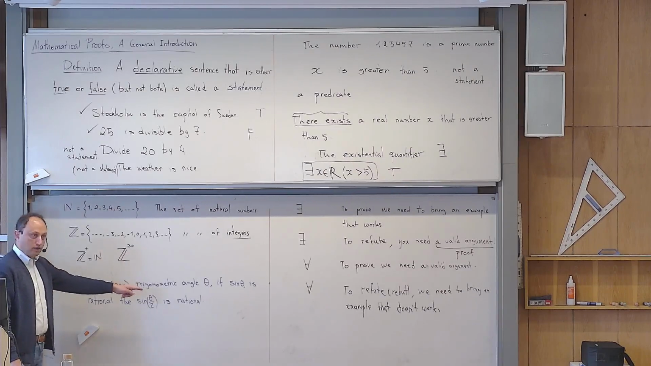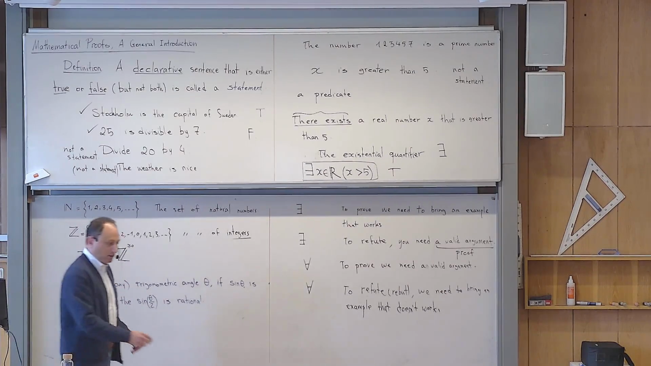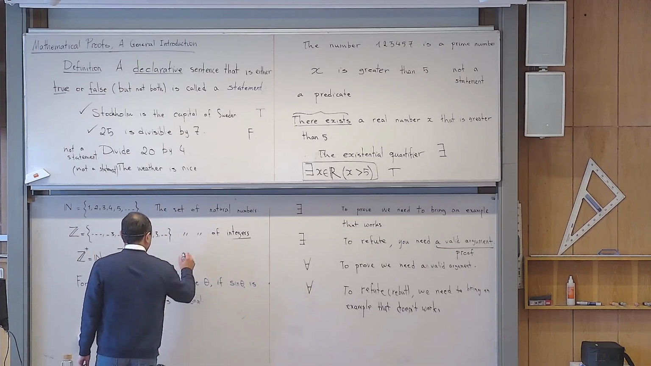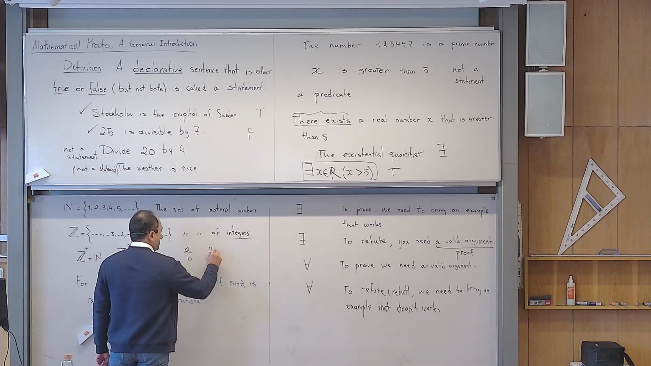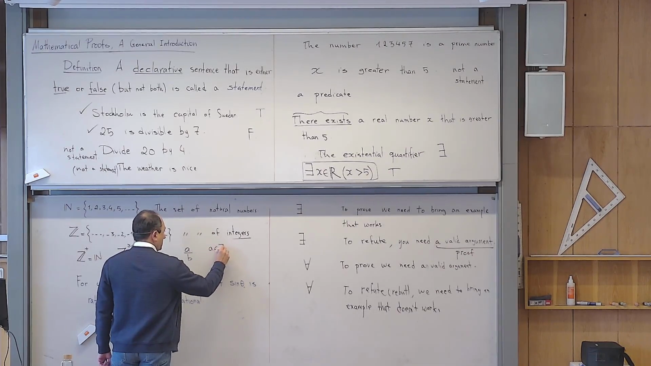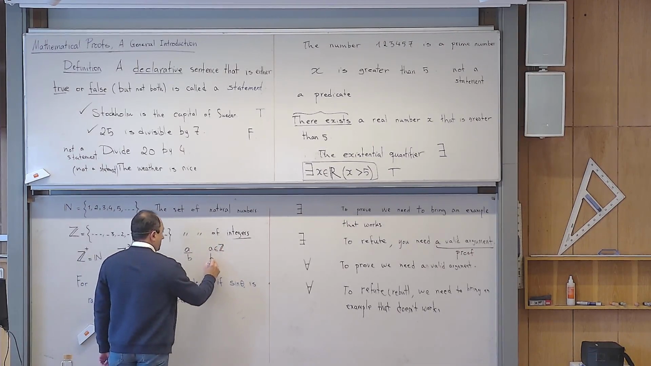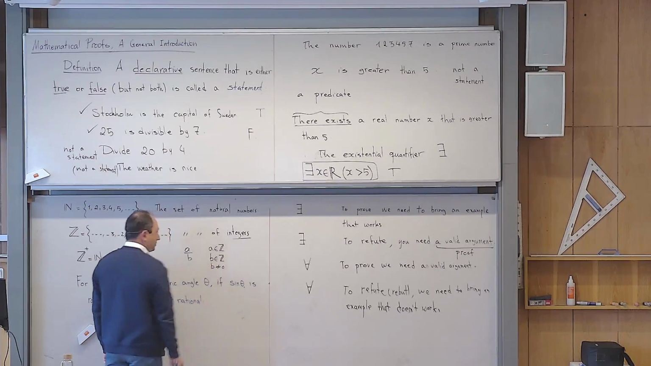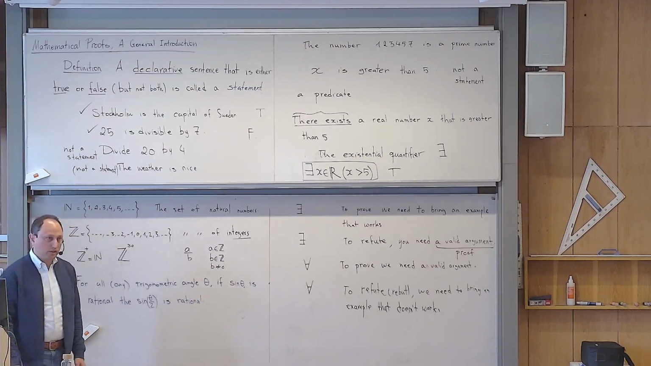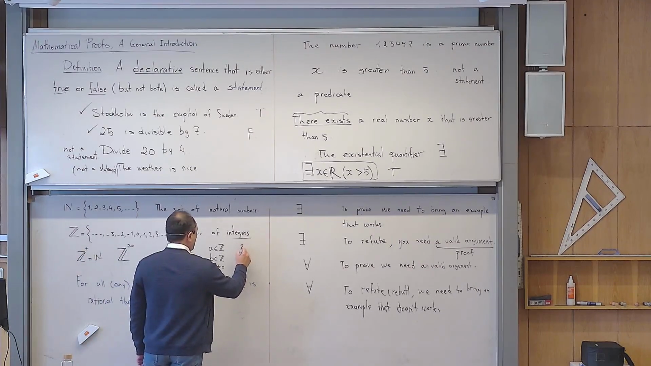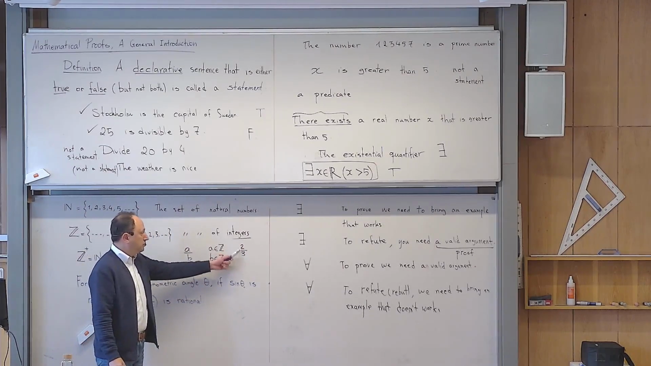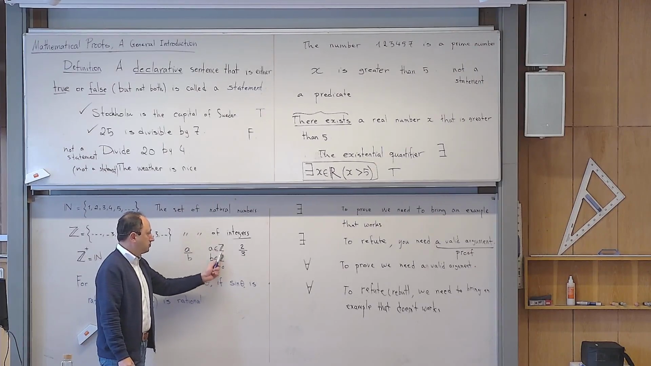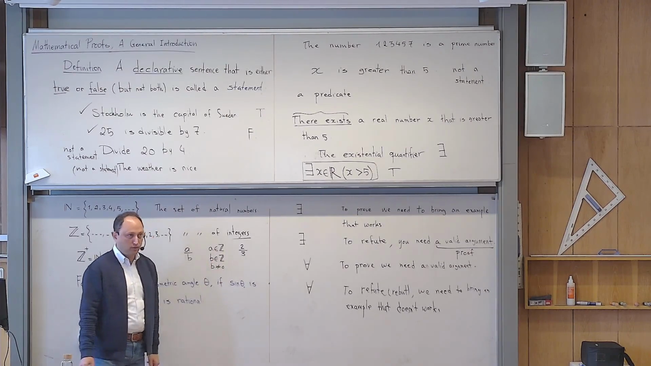Do you know what a rational number is? A rational number is a number that can be written as a fraction A over B, where A belongs to the set of integers, B also belongs to the set of integers, but of course B cannot be equal to 0. That is called a rational number. For example, 2 over 3 is a rational number. Yes, it's a fraction. The numerator and the denominator come from the set of integers and the denominator is not equal to 0.